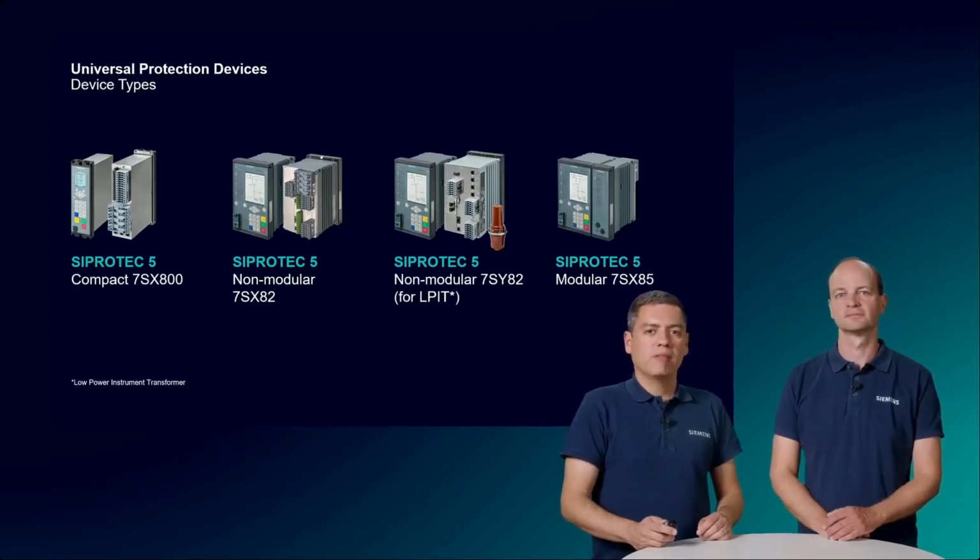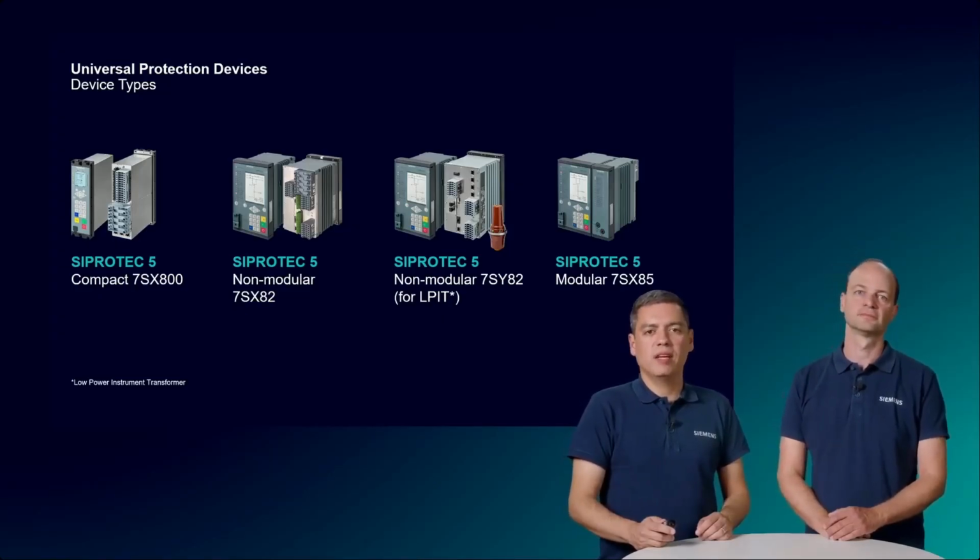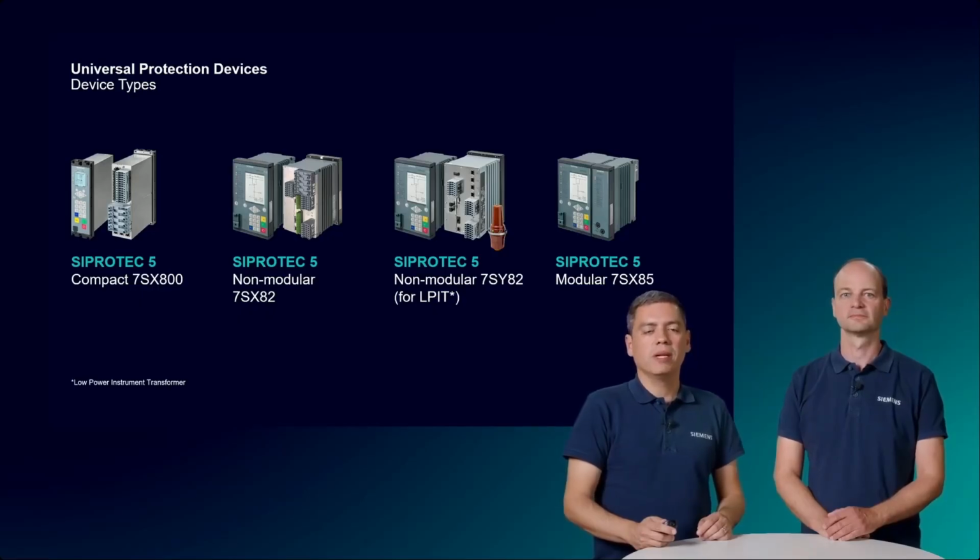Also being a SIPROTEC 5 non-modular device, we have the 7SY82. This device is basically the same as the 7SX82, but with one big difference. The 7SY82 has analog inputs compatible with low-power instrument transformers. Finally, we have the 7SX85, which is the SIPROTEC 5 modular device. Thus, the main difference between this type and the other universal devices is that the 7SX85 allows hardware expansion.